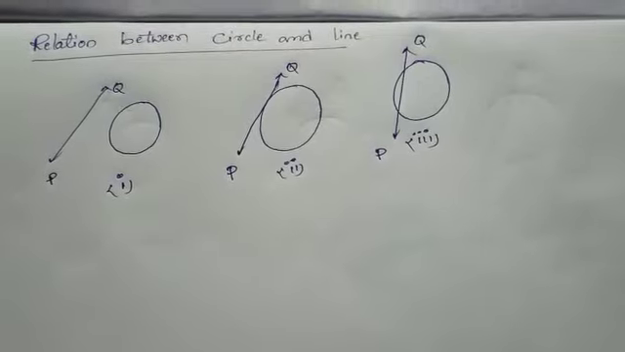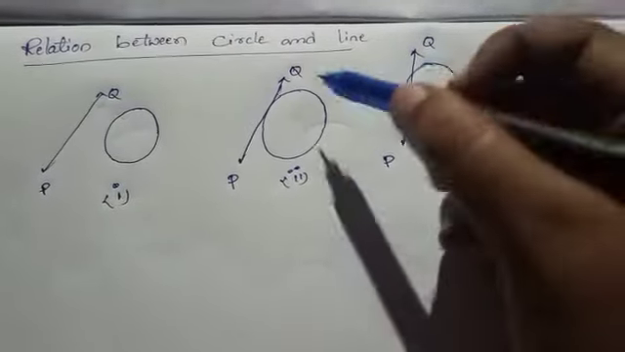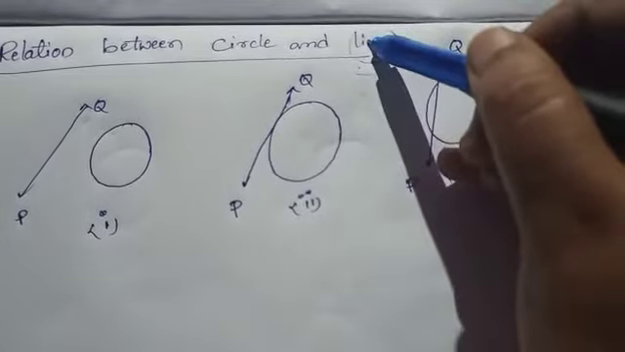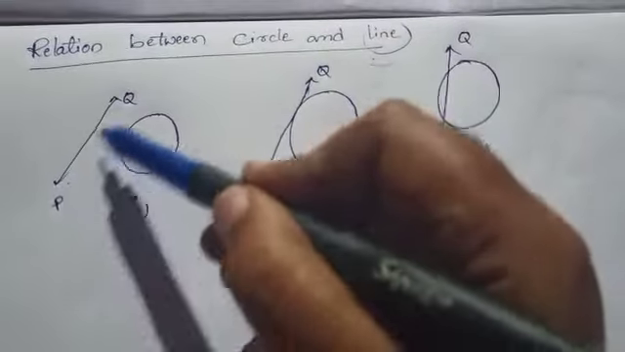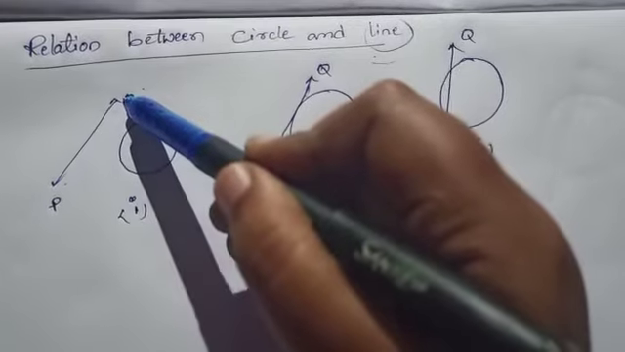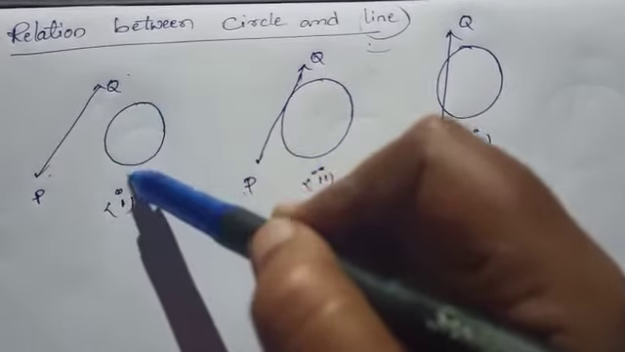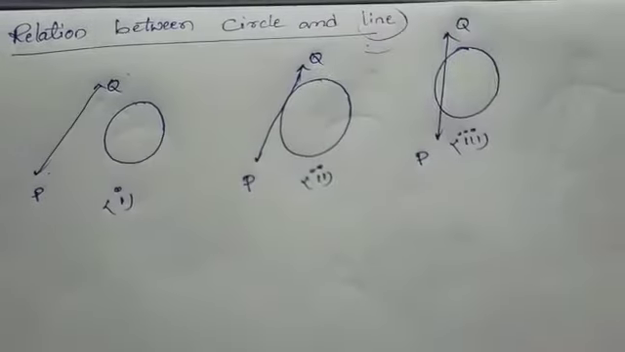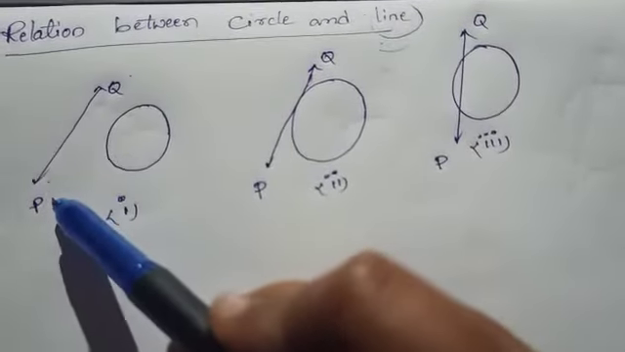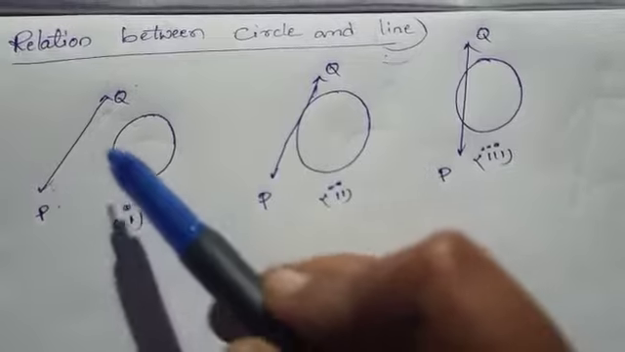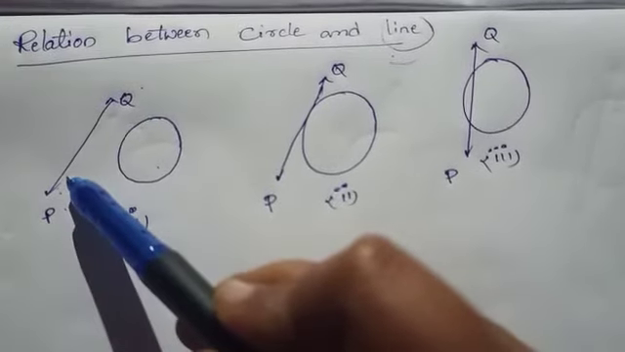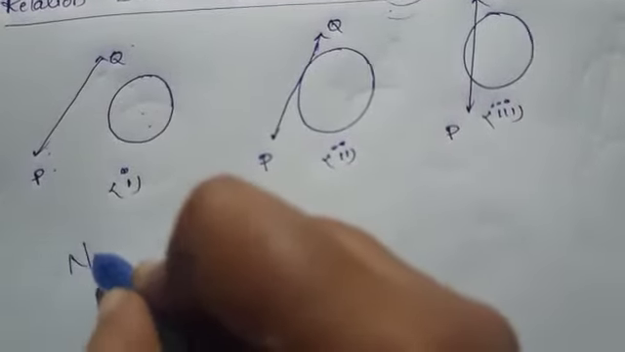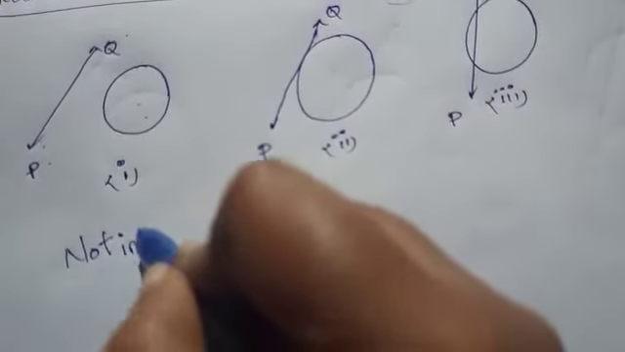Next, relation between circle and line. We know a line has no endpoints. See, PQ is a line, it has no endpoints. This is a circle, it has no corners and no edges. Is it clear? In the first case, what is the relation between circle and line? Both are not intersecting.